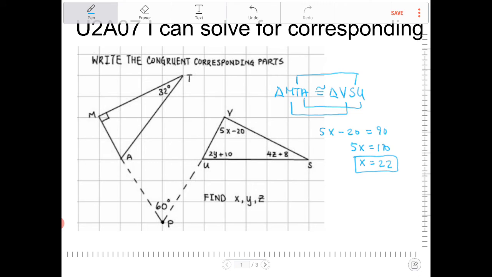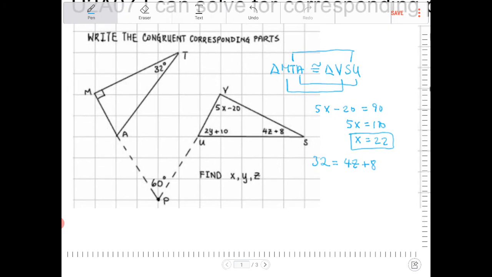Then I'm going to go through in a very similar manner to find out what z is, since T corresponds with S. So 32 will equal 4z plus 8. I can solve for z by subtracting 8, and I will end up with 24 is equal to 4z. Divide by 4, z will equal 6.